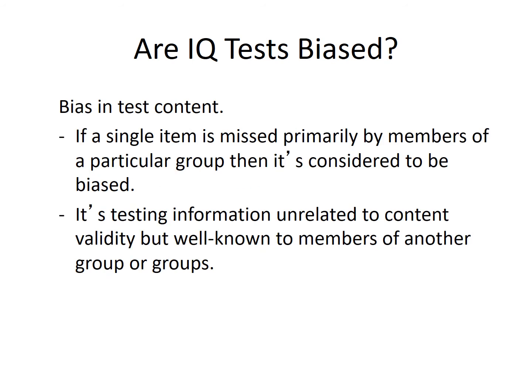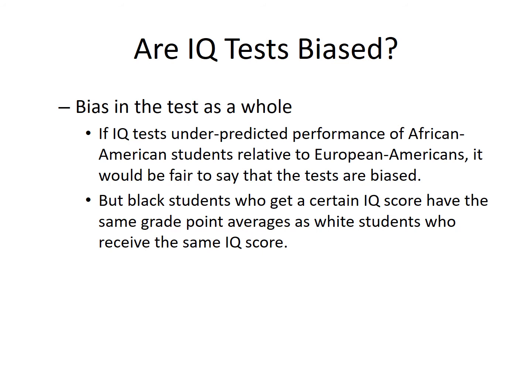So there is some single content bias that may occur, and this is where if the language is used and one group doesn't understand the language, or if it asks about certain circumstances where one group may be underrepresented or underinformed, there can be bias within the content validity of this particular test. So as a whole, if it underpredicts or overpredicts performance, then we argue the test is biased. If it has accurate prediction of performance in school or in work and things like that, the test isn't biased.